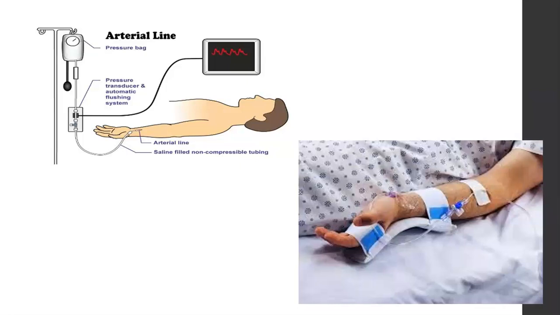So when we compress them, we're kinking off that blood flow, so their hands probably can get real pale. And then as soon as we release it, boom, it comes back. It's like, okay, they got good collateral flow. We're okay to put an A-line in here.